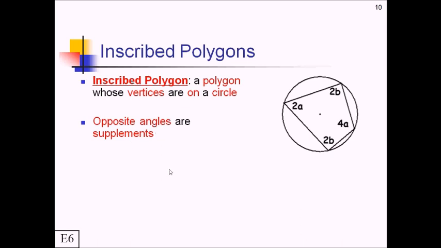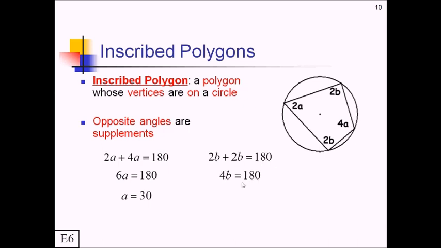Okay, well, that means we can just do 2A plus 4A equals 180. So that's 6A equals 180, so A is going to be 30. And we can do the exact same thing with the B's here. 2B plus 2B equals 180, so 4B. Dividing by 4, we get B equals 45.